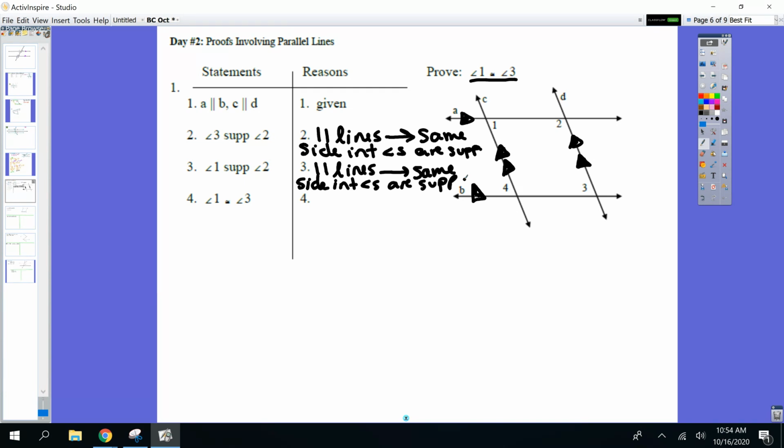Whew, well, go ahead. You think you got it, Audrey? Supplements of the same angle are congruent. There we go. Guys, take a look. 1 and 3 are both supplementary to the same angle, angle 2. So according to our theorem from last unit, supplements of the same angle are congruent.